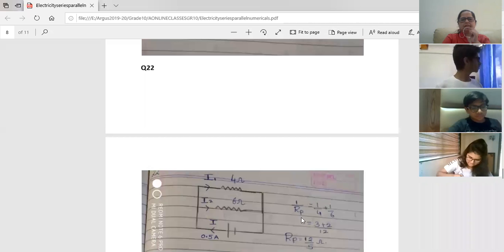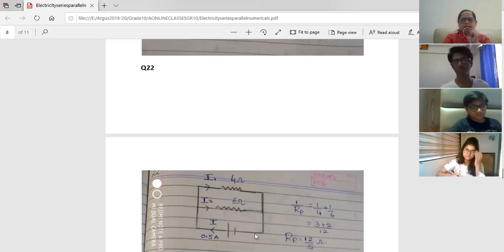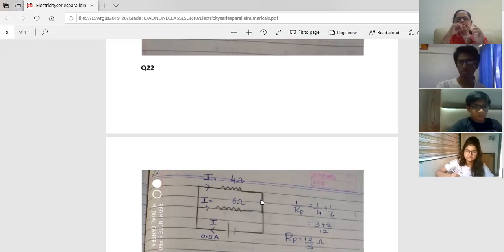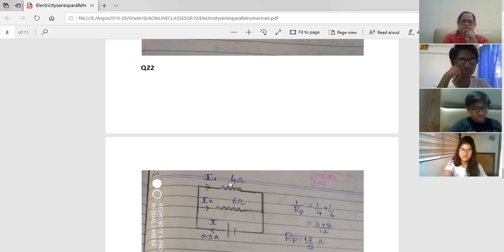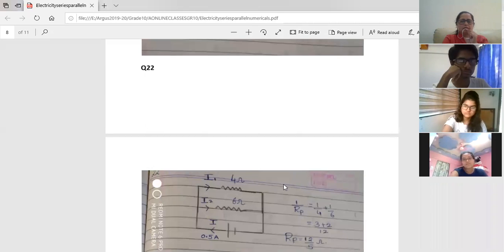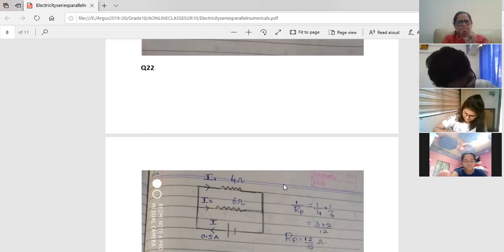Now the first thing that I have done is I have found RP. Now the problem is what is the formula for I1? Shravani, can you tell me? V by R1. Very good, Shravani. And what is R1? 4 ohm. Very good. So I1 will be V by R1, so V upon 4.